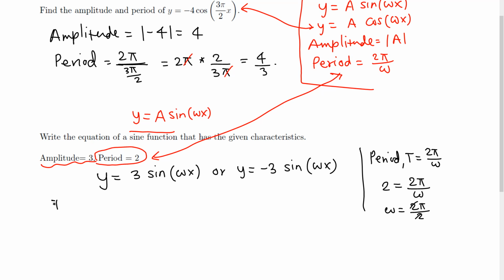So that is y equals 3 sine pi x or y equals -3 sine pi x. So there are two final answers.